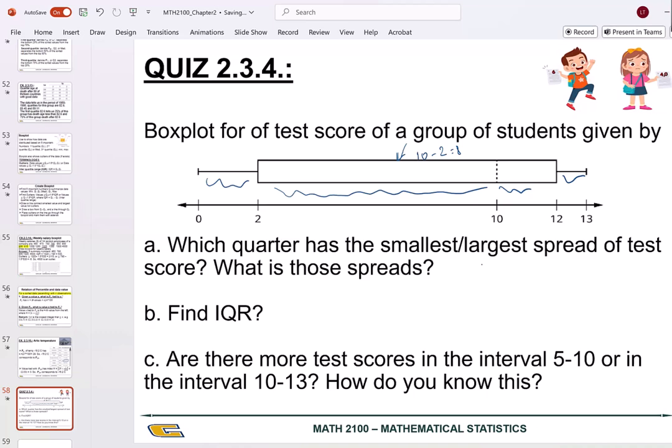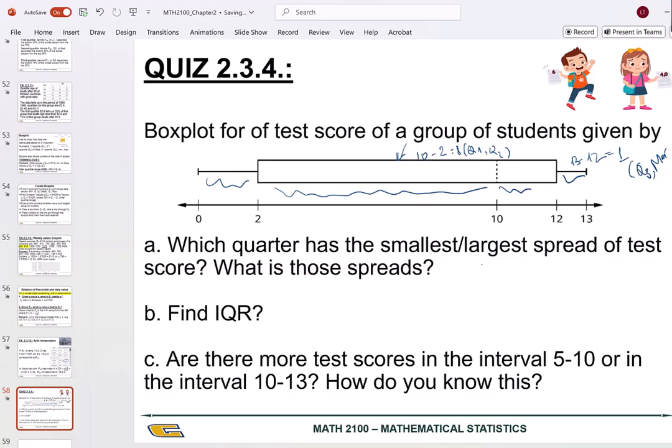The smallest one is the last quarter, 13 subtract 12 is 1. The range is 1, and range here represents the spread. Now the largest is the quarter from Q1 to Q2, and the smallest is from Q3 to the max.